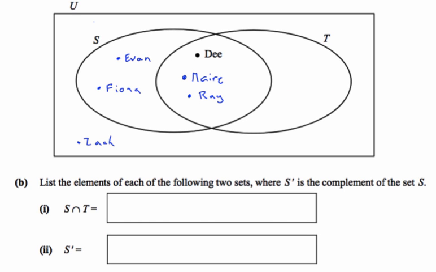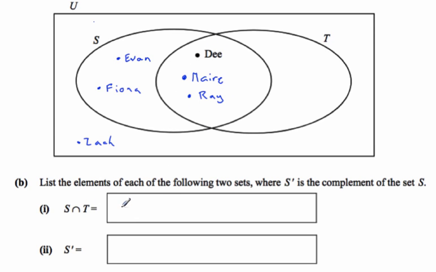Part B of the same question asks us to list the elements of each of the following two sets, where S, with this little dash, is the complement of the set S. Okay, so the first one it asks us is for S intersection T. So the intersection is for the people who are in S and T at the same time. So that would be these three people here.